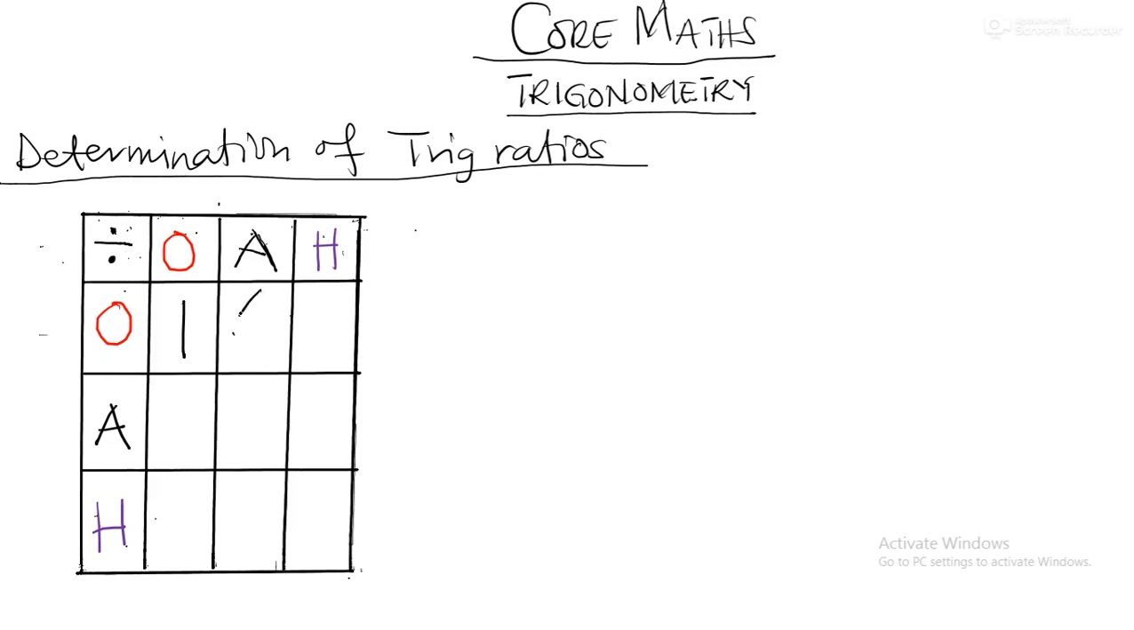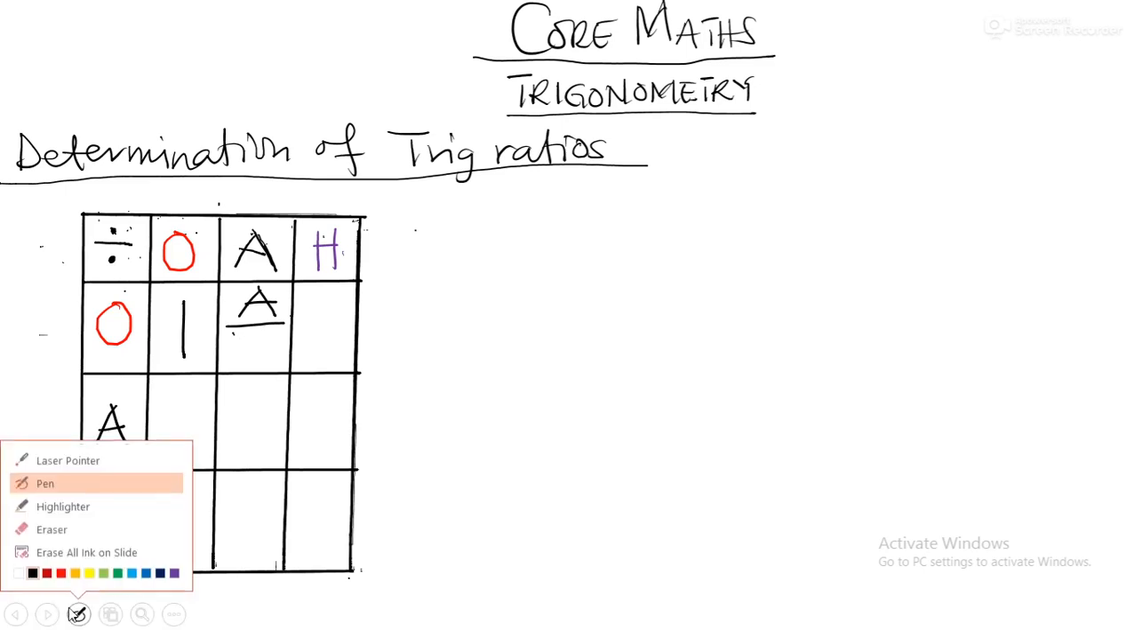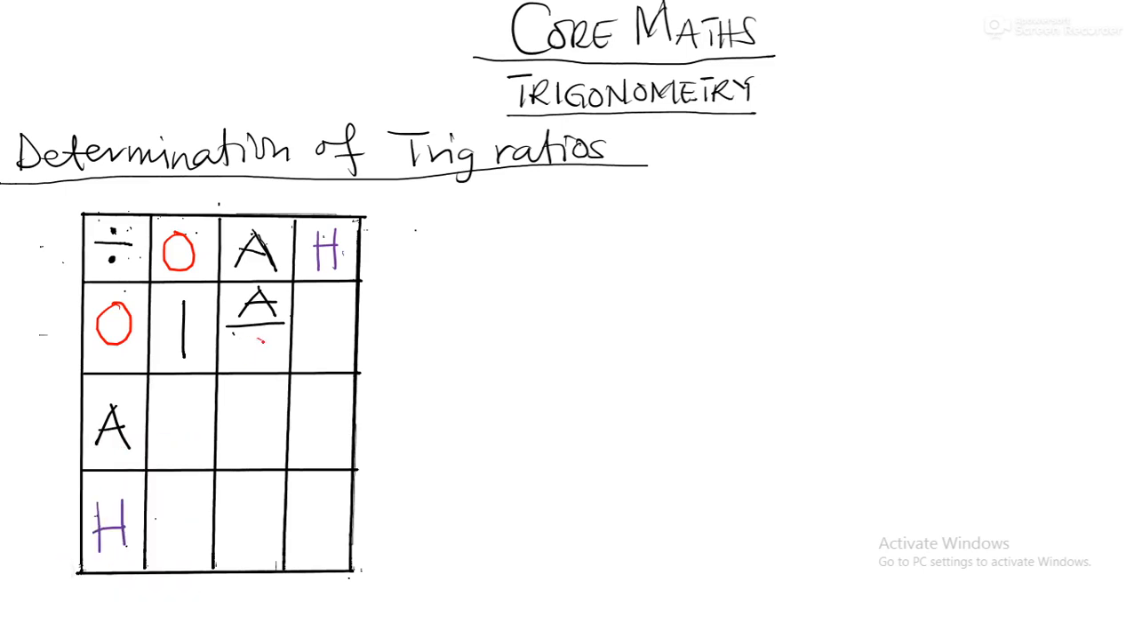So we have A over O. Then this one we are going to have H divided by O. So we have H over O. Okay, H over O. So let's pick our O. I hope you are following. Good. So now let's come to this one.